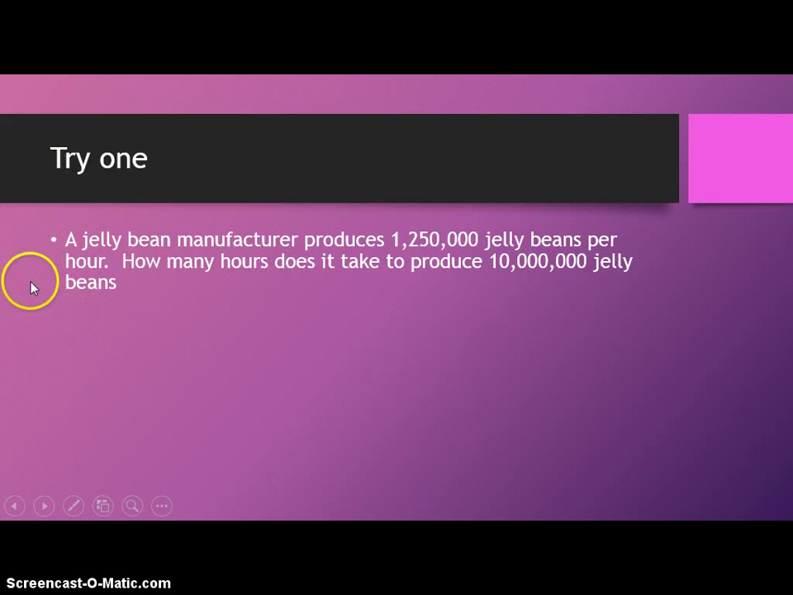So far we have 2 try ones, and that's what you're going to be turning in. Let's move on to the next problem.